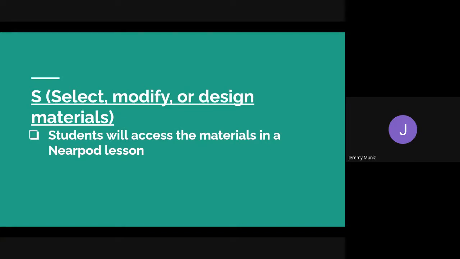Now, for selecting the materials, my campus has one-to-one with Chromebooks. I know most campuses do. So I think students, or a Chromebook cart in the library, students will access the materials in a Nearpod lesson. And that'll offer some of the activities that I've included in the learning rubric.